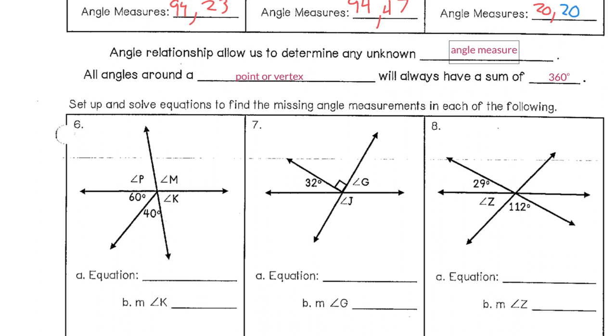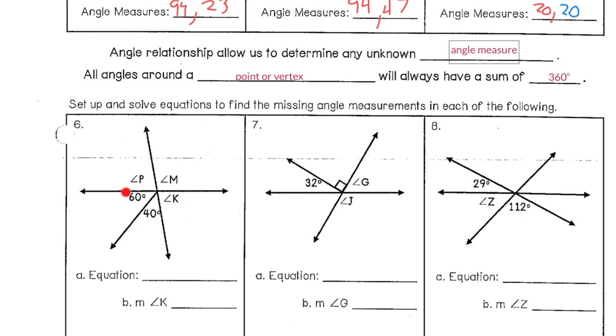Okay, on the next section, angle relationships allow us to determine any unknown angle measure. All angles around a point or vertex will always have a sum of 360 degrees. So what that means is if we're looking at this figure right here on 6, this is the point or the vertex that all these angles are sharing. And what we just read tells us that if we added all these things together, so we add 60 plus 40 plus this angle K plus angle M plus angle P, it would make 360 degrees because it's going all the way around.